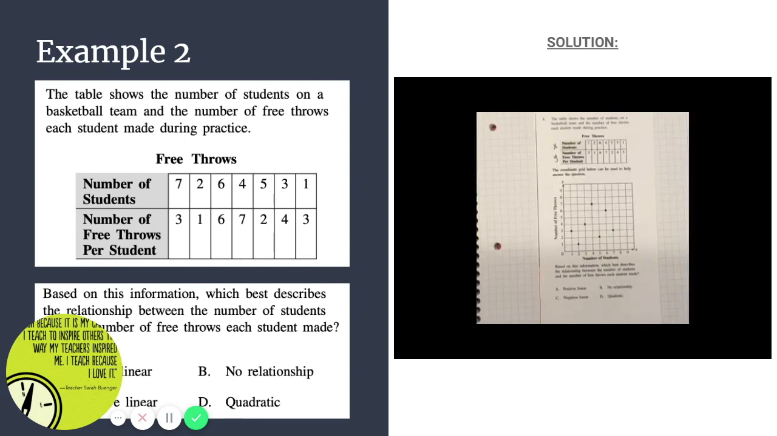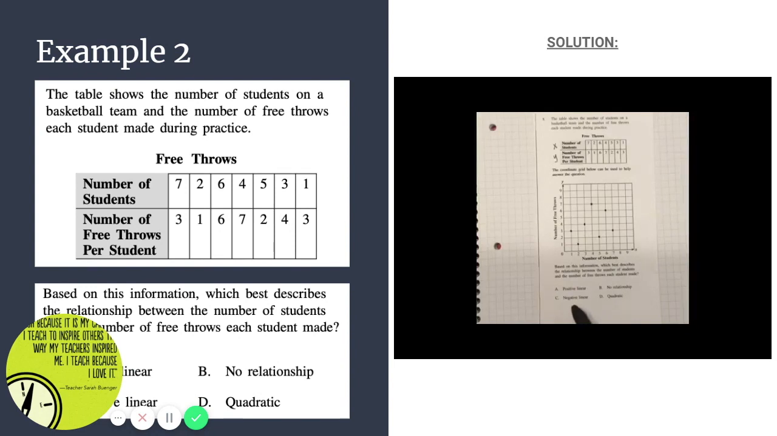here with our data. So based on this information, which best describes the relationship between the number of students and the number of free throws each student made? So remember, we have 3 different types of correlations that we're really looking at here. We have positive, negative, and no correlation, or no relationship.